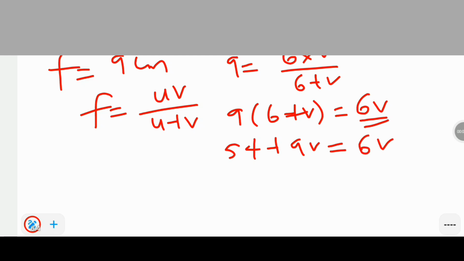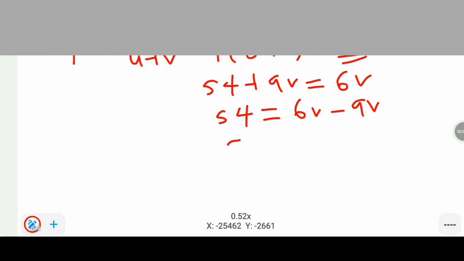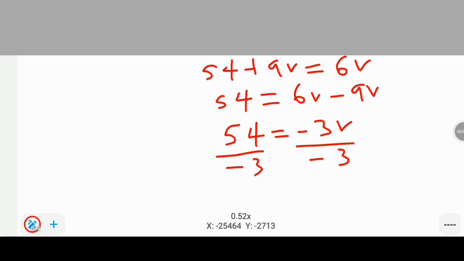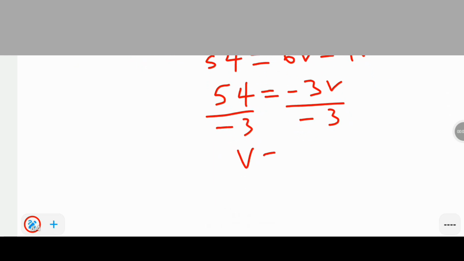Collect the like terms. You're going to get 54 is equal to 6v minus 9v, which will give you 54 is equal to minus 3v. From here you can divide both sides by minus 3 and you get v is equal to minus 18 centimeter. So we can see that the image distance is negative, and anytime the image distance is negative, what should come to your mind is a virtual image.